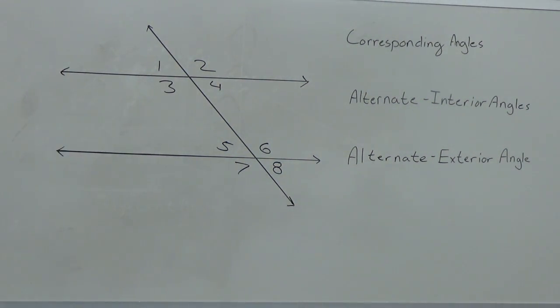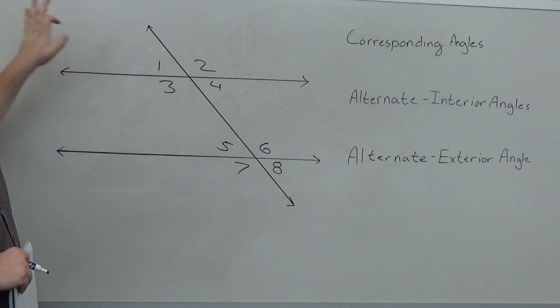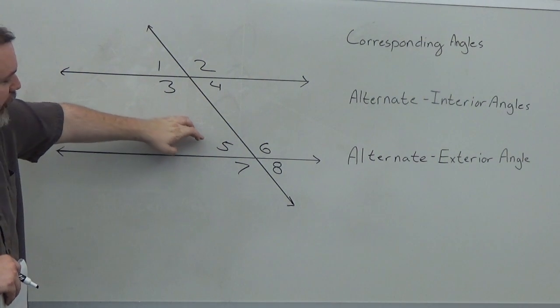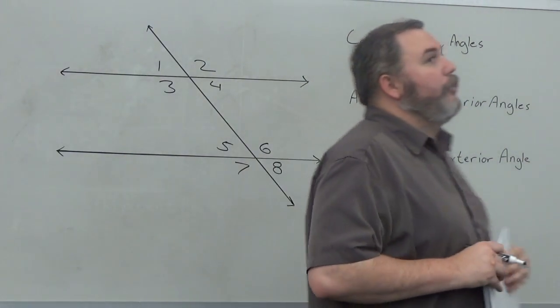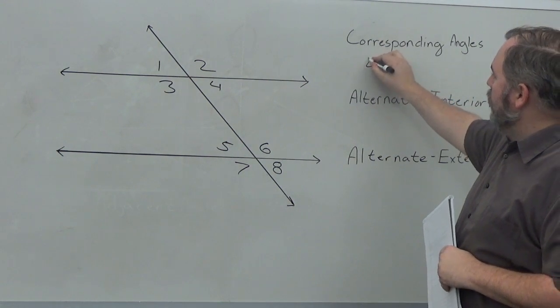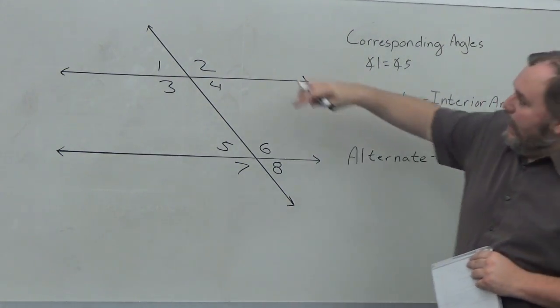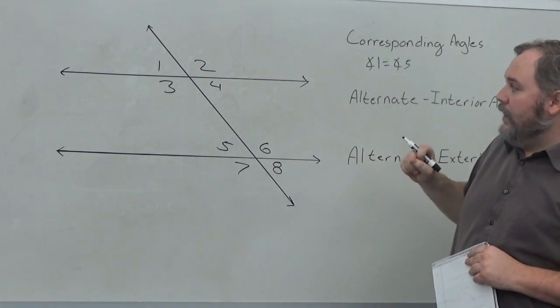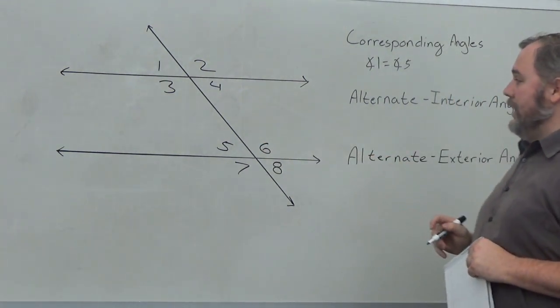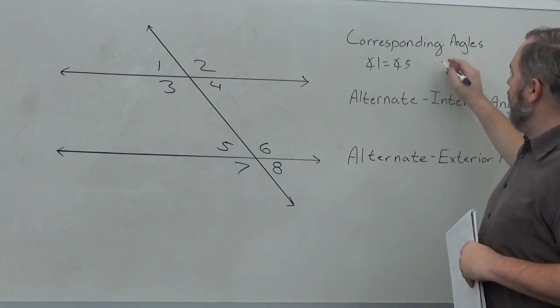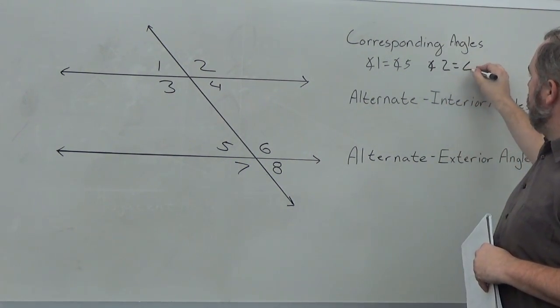Now, corresponding angles basically are angles that are the same. If you look at angle 1, see its shape? That shape of angle 1 is identical to the same shape of angle 5. So angle 1 is equal to angle 5. Now, let's look at the next one. Angle 2, its particular shape, is equal to angle 6. It's the same type of shape. The only difference is it's kind of been moved. So we can say angle 2 is equal to angle 6.